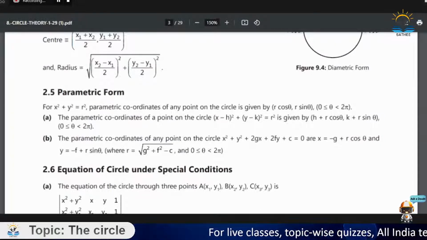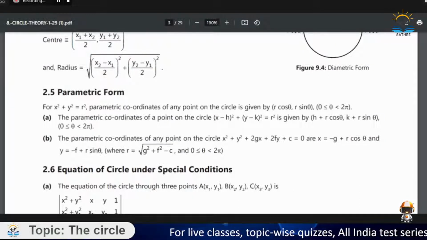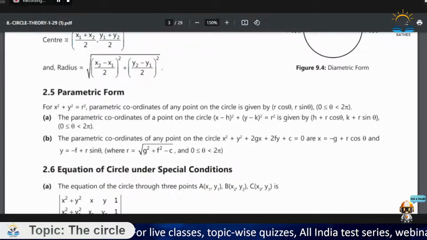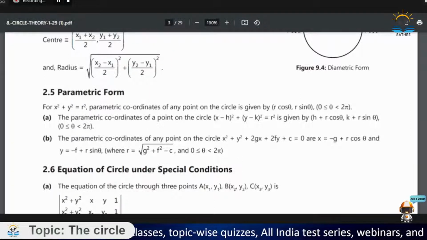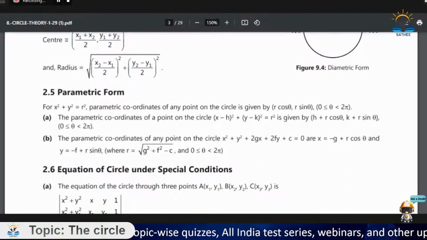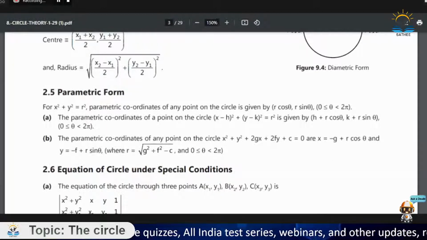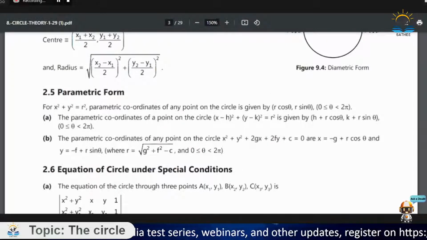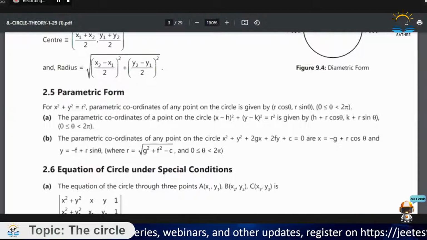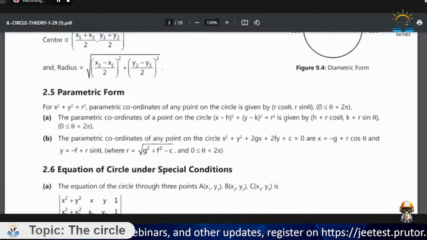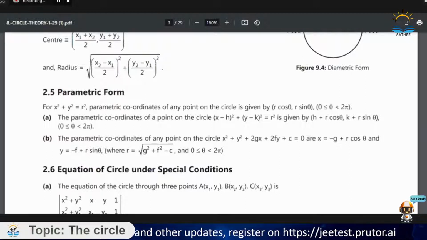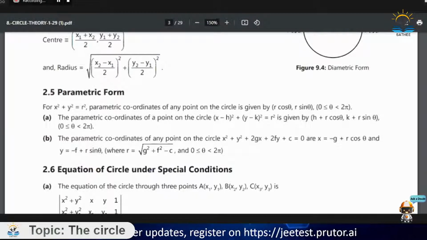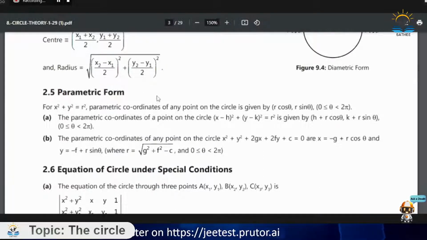Now we see the parametric form of a circle. Suppose we have been given a circle whose equation is x square plus y square is equal to r square. Now how can its parametric coordinates be written? Suppose we say the x coordinate of the circle is r cos theta and the y coordinate is r sin theta. If we put r cos theta and r sin theta here, we will see that this equation is satisfied. So for a circle whose center is the origin, its (x, y) coordinates can be written as r cos theta and r sin theta.